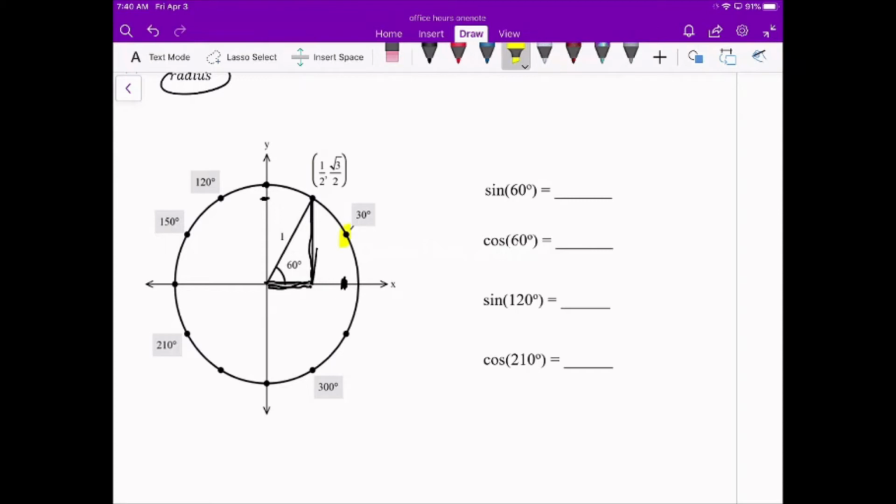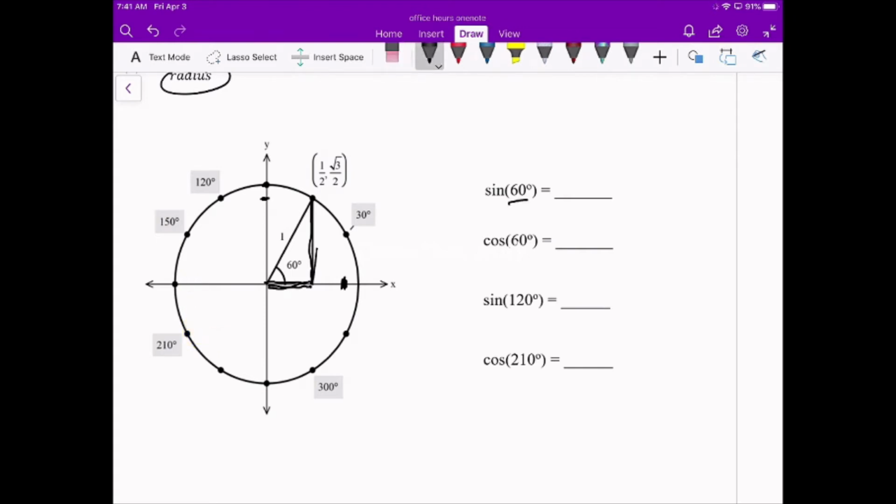For 30 degrees, that x-coordinate is the root 3 over 2 that goes with the tick mark, and the y-coordinate is the 1/2. Similarly, with 210 degrees here, we would have an x-coordinate that would be that negative root 3 over 2 number, and that y-coordinate would be the 1/2. We are now ready to find some trig ratios.